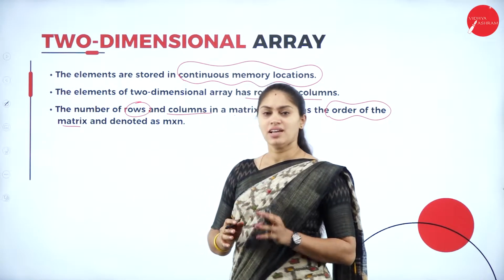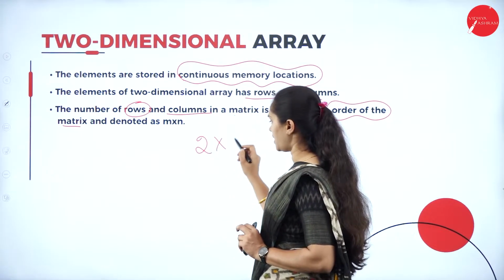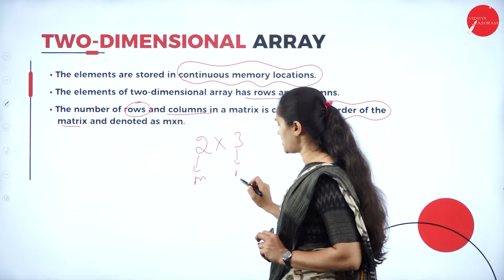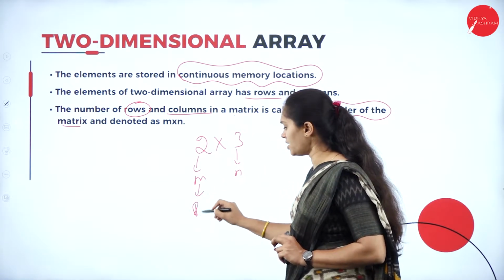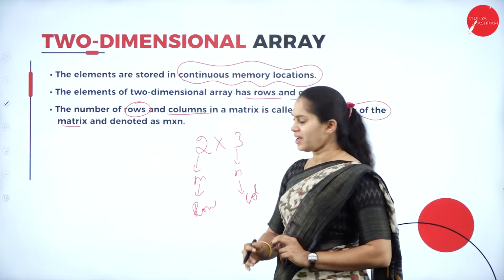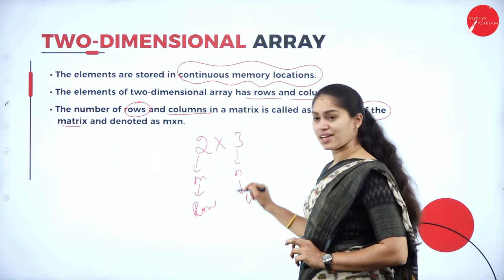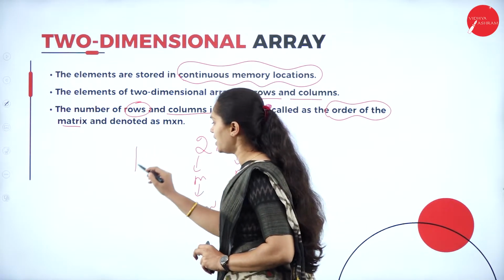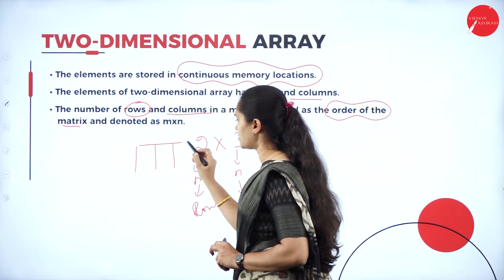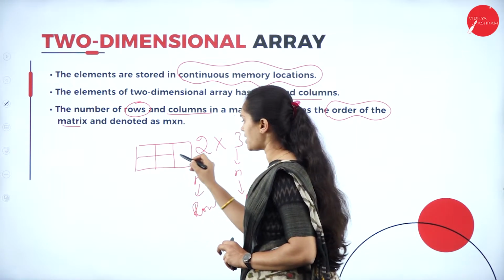And what does it mean? If I simply say 2 cross 3, what does it represent? 2 represents m and 3 represents n. So m is nothing but the row and n represents the column. So when we mention 2 cross 3, it will have 2 rows and 3 columns. How are we going to do that? It is of 3 columns, right? So it will include 3 columns and it has 2 rows.